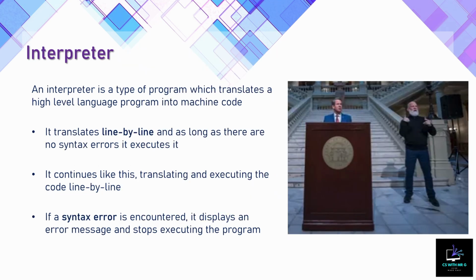Now, when it comes to an interpreter, it takes our high-level language and translates it line by line. So it translates each line of high-level language into machine code one line at a time. So the key term with an interpreter is line by line.